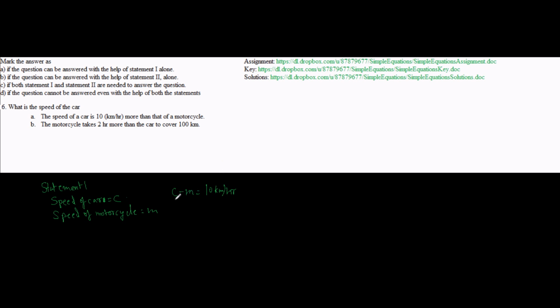But then statement 1 tells me c minus m equal to 10, which has two unknowns, and we have one equation, that is c minus m equal to 10. So statement 1, for the same reason as above questions, cannot uniquely tell me the values of c and m. Hence it cannot uniquely tell me the value of speed of car, which is my question. Hence statement 1 alone cannot answer it.